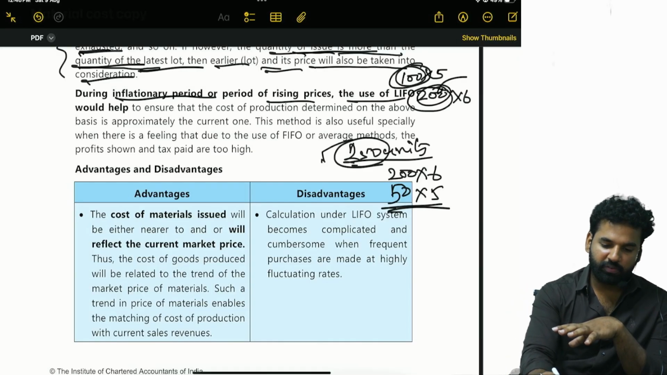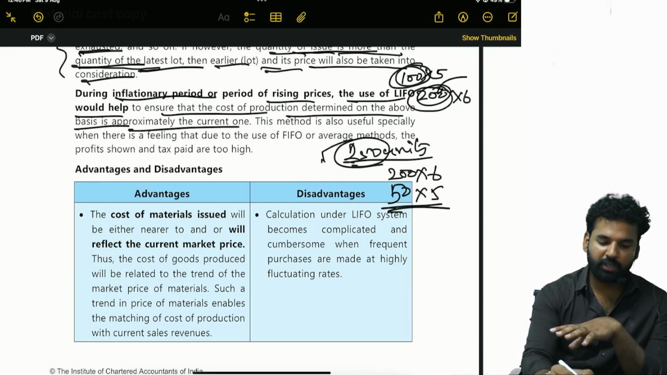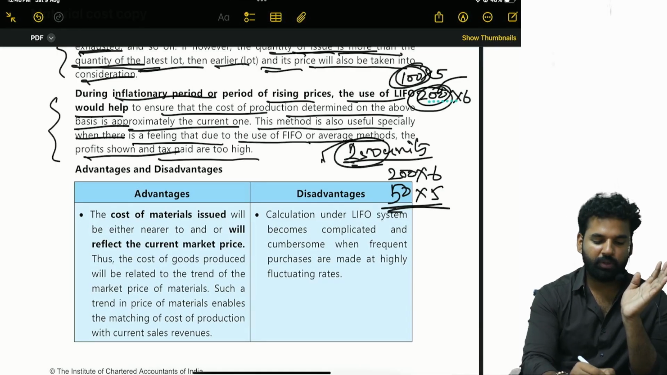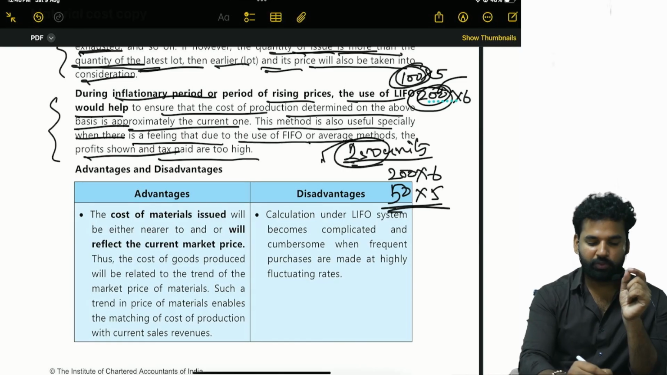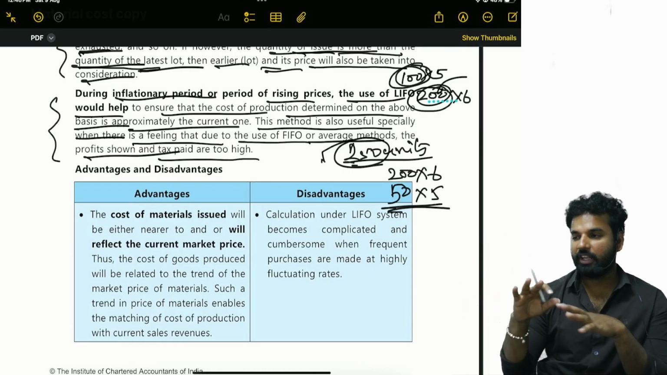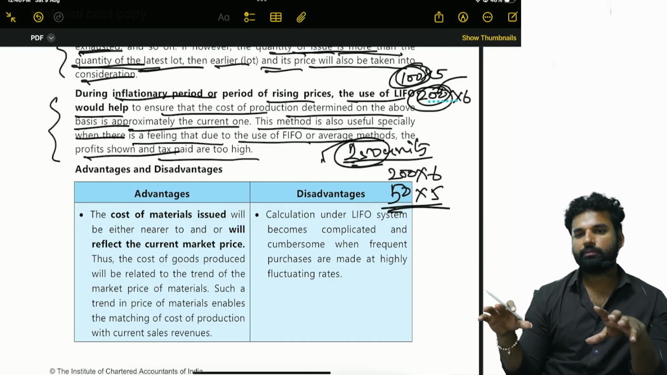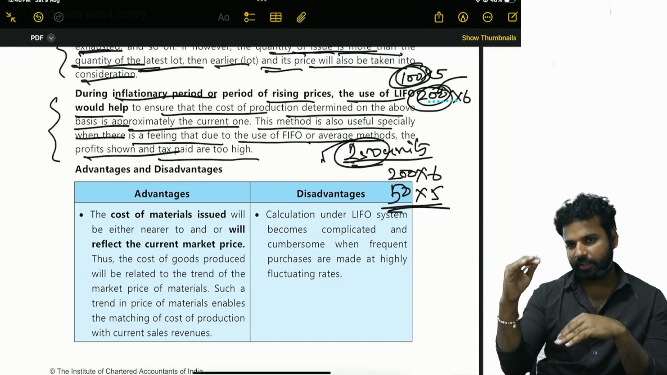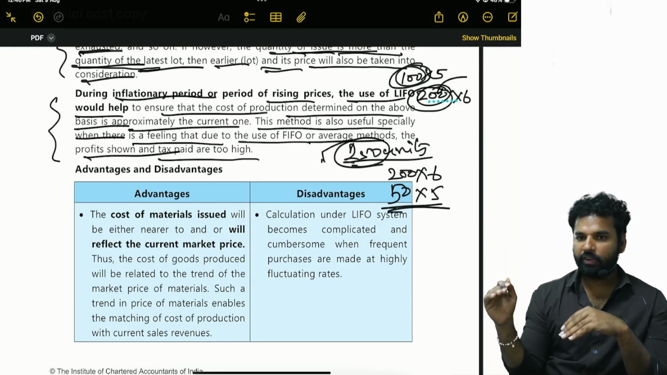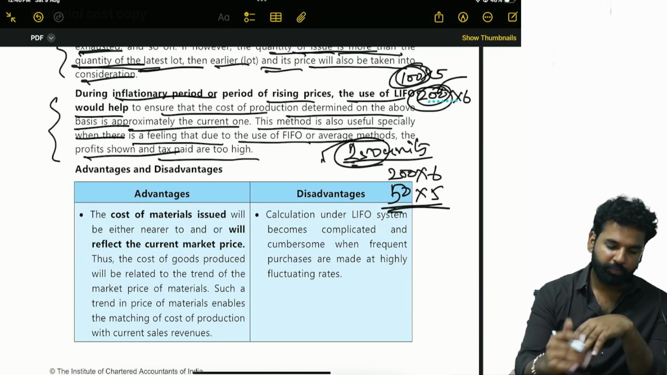So with rising prices, the use of LIFO would help to ensure the cost of production determined on the above basis is approximately the current one. This method is also used especially when there is a feeling that due to the use of FIFO or average methods, the profits shown and the tax paid are too high. So profit will be more in the FIFO method when the prices are inflationary. In the LIFO method, the cost will be higher and equal to market price, and the profit will be lower. As a result, tax will be lower.